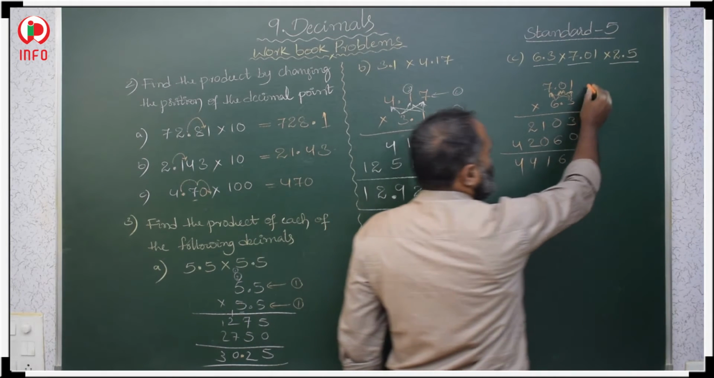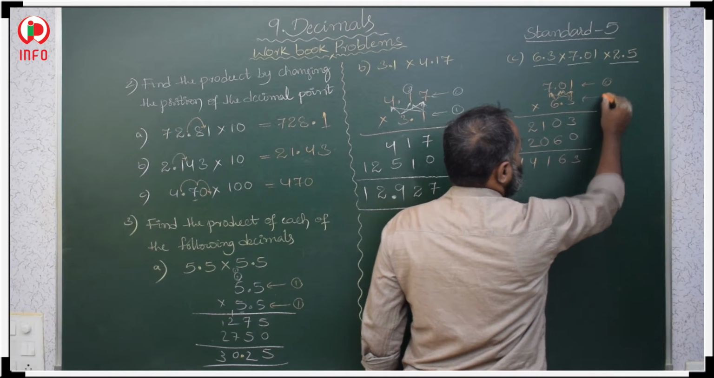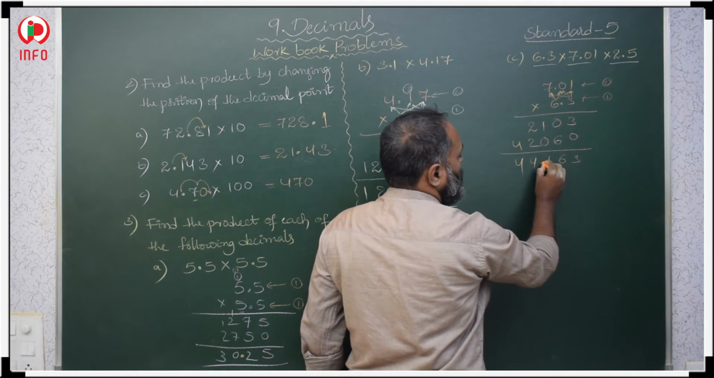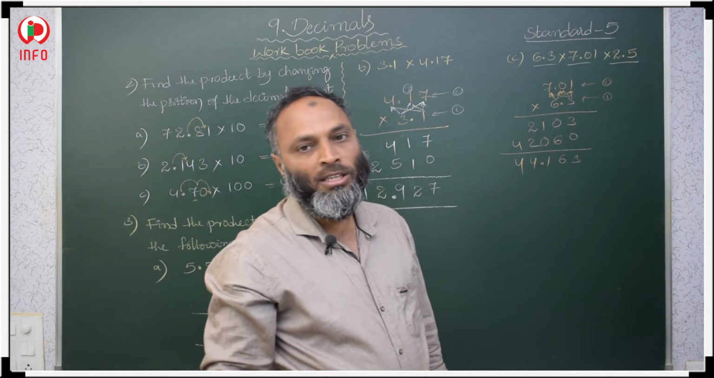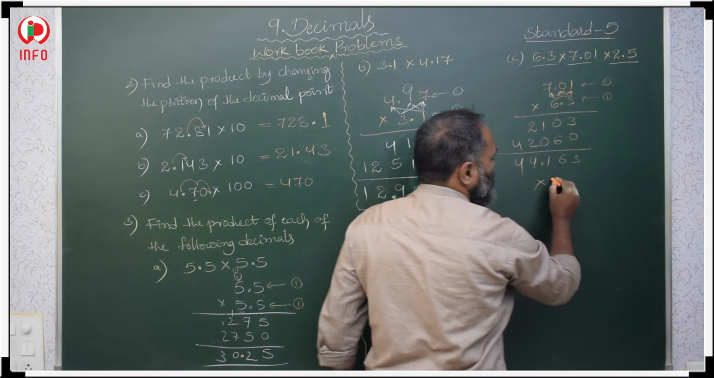Here, in the first decimal number, after 2 digits we have a decimal. Here, after 1 digit, means a total of 3 digits. After 3 digits from right to left, keep a decimal, that is 44.163. So, this multiplies with the next one, 2.5.